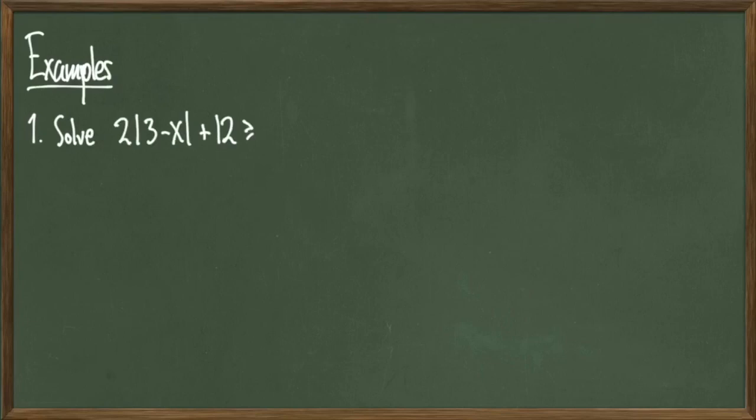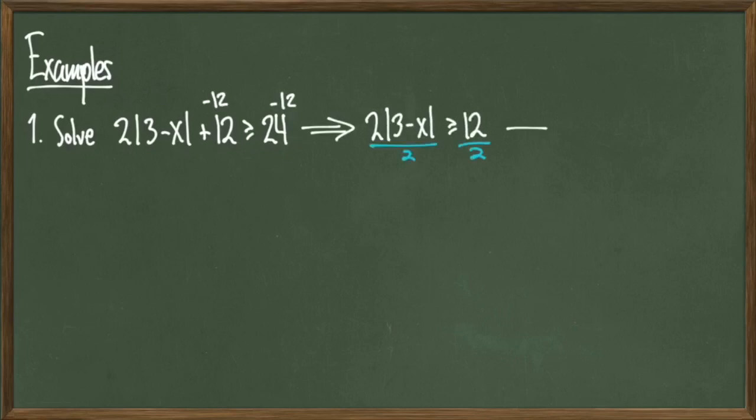Solve 2 times the absolute value of 3 minus x plus 12 is greater than or equal to 24. Just like before, I want my absolute value stuff on one side and the rest of my numbers on the other side. So I'll subtract 12 from both sides, and then I'll divide both sides by 2 to get the revised inequality absolute value of 3 minus x is greater than or equal to 6.